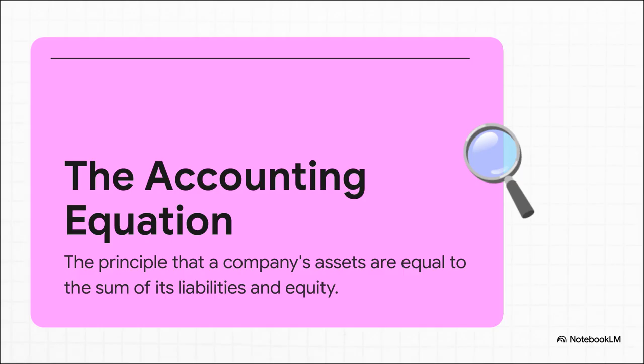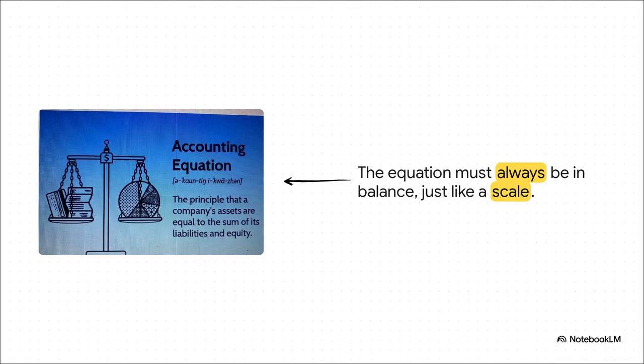It's a perfect little formula that shows you everything a business owns, we call those assets, and then it shows you who has a claim on all that stuff. The best way to think about it is like this scale. It has to be perfectly balanced all the time. The left side must always equal the right side. There are no exceptions. Every single thing that happens financially has to keep this scale level.